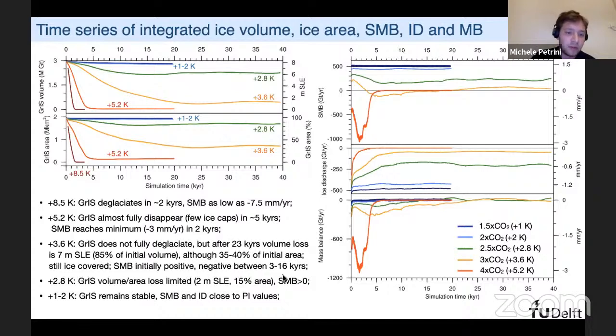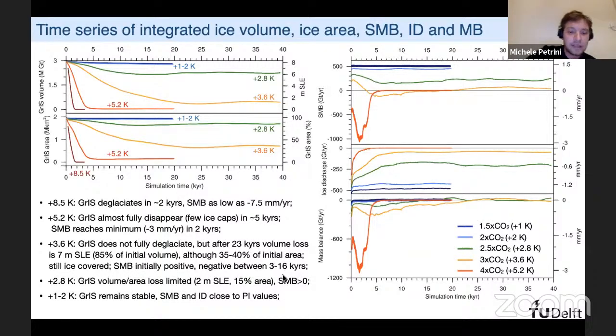And we will see maps later to show that only a few ice caps remain. And the timing is about 5,000 years. And the SMB reached a minimum of -3 millimeter per year in 2,000 years. For the +3.6 Kelvin case, the Greenland ice sheet does not fully deglaciate.